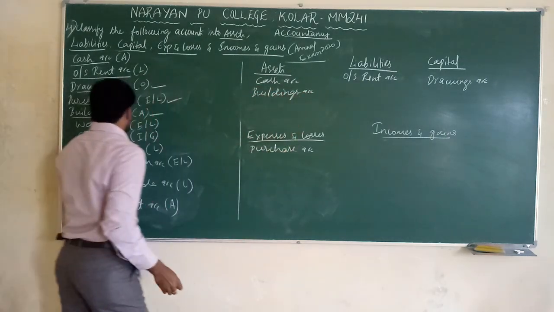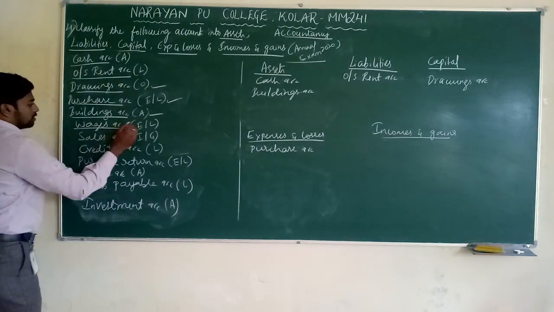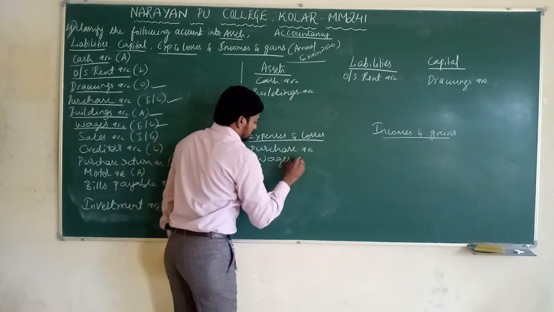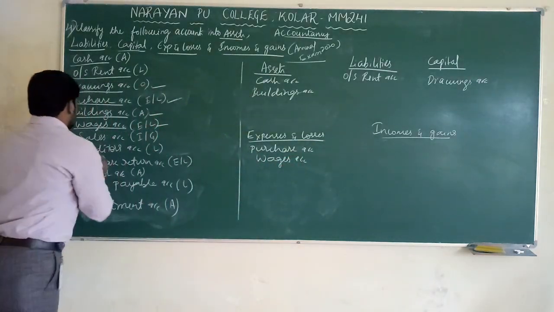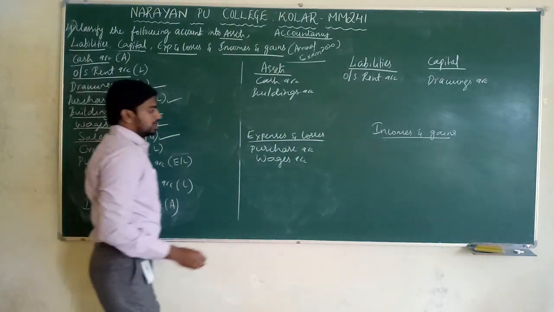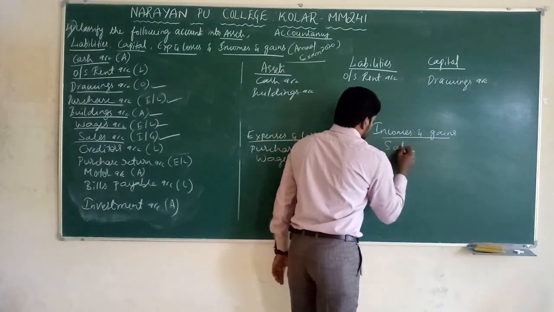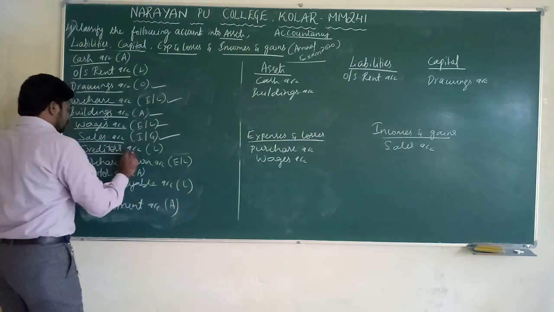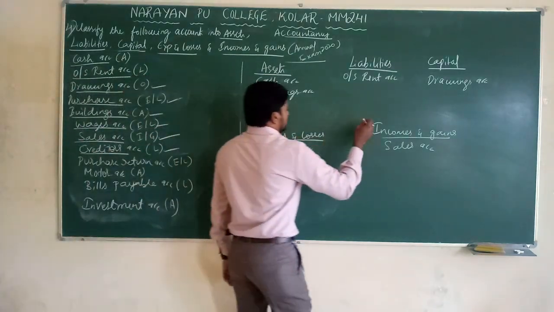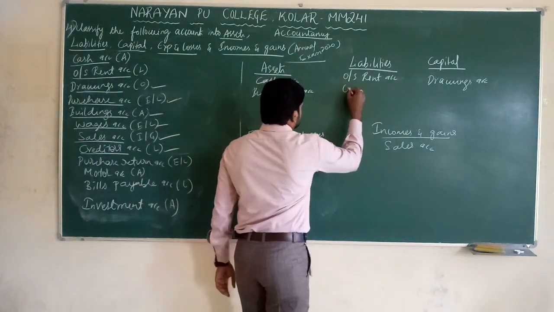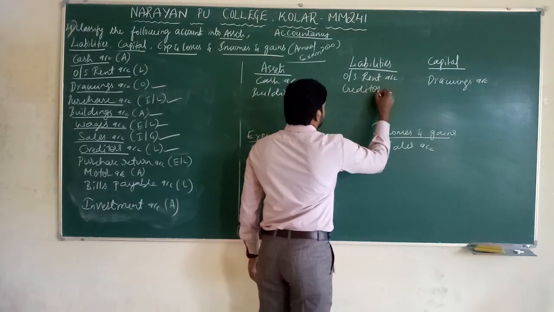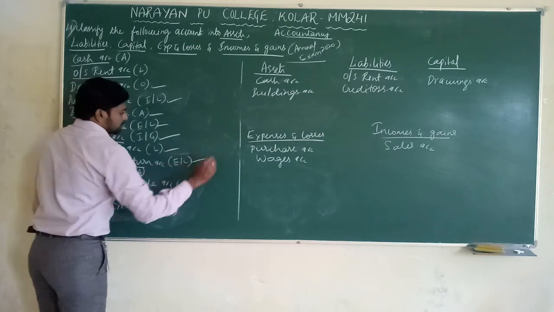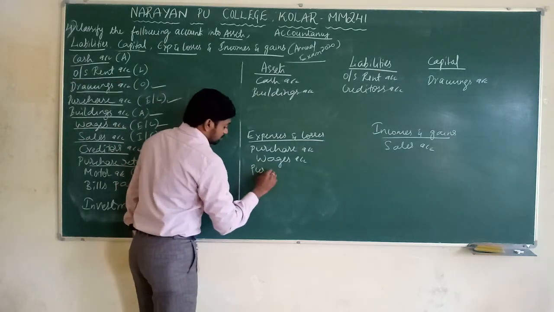Buildings account. Next, wages account comes under expenses and losses account. Sales account comes under incomes and gains account. Creditors account comes under liability. Next, purchase return account, expenses and losses account.